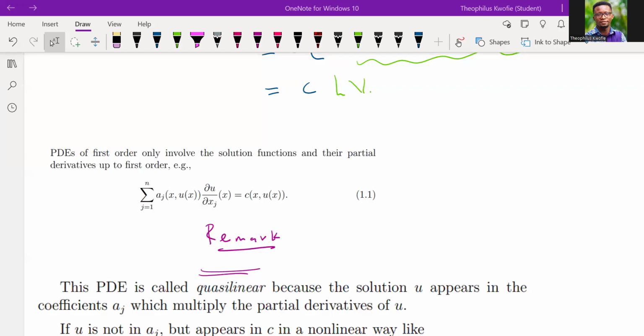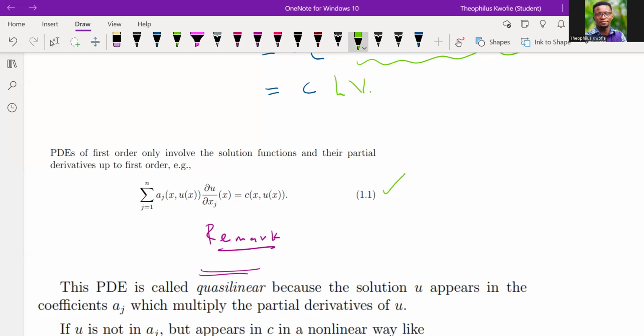Okay, so let's reflect on this given equation again, or this given PDE again. We're going to reflect on that and see how best we can use that to understand certain things as well. All right, so now the PDE of first order only involves the solution function and its partial derivatives up to the first order. Okay, and this was the first example I explained earlier.